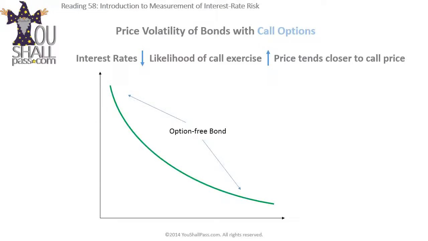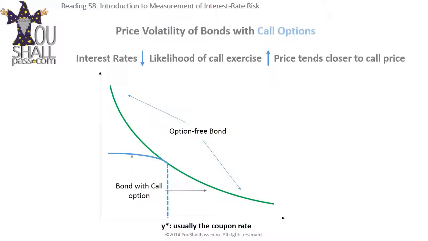Here we have the normal convex curve for an option-free bond. Where a bond with a call option differs is that as the interest rates go below a certain threshold, and in case of the call price being par, that interest rate threshold is usually the coupon rate. So as interest rates reduce below that threshold, the increase in price starts to flatten out. As we can see, the curve starts to branch out.